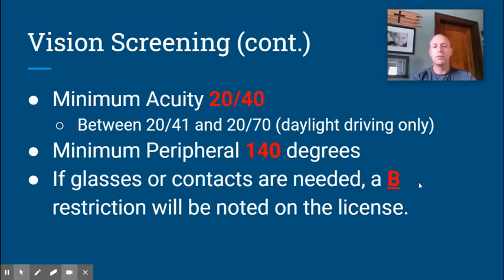But if you don't have 140 degrees peripheral vision, you have to always have mirrors on both sides of the outside of the car, not just one side. So that's a really easy restriction to abide by, because guess what? Unless you're driving some really old antique car, or unless you did a bad job of backing out of the garage and you knocked the mirror off, you're going to have mirrors on both sides of the car anyway. So that's a really easy restriction to live with.